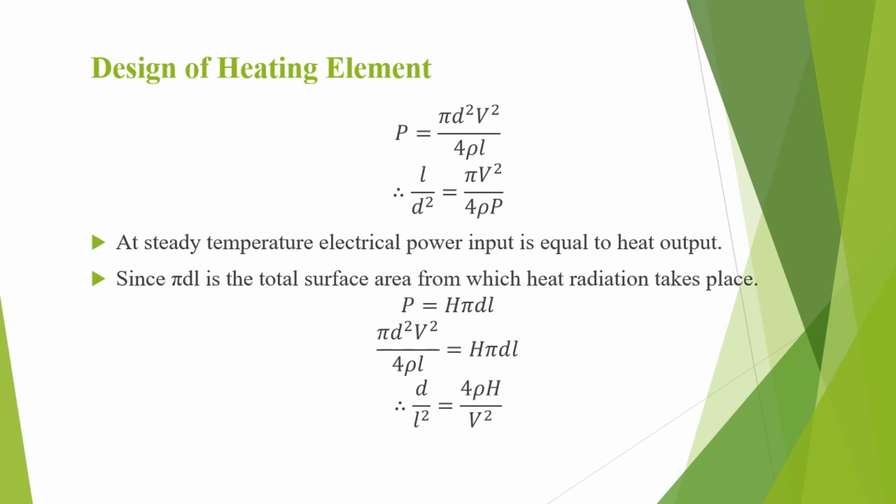So the total heat radiation takes place from the surface area, that is pi dl. Therefore P is nothing but H times pi dl. Substituting the P value, pi d square V square by 4 rho L, in this equation, we get pi d square V square by 4 rho L equal to H pi dl. Therefore, d by L square is equal to 4 rho H by V square. Solving the two equations, L by d square equal to pi V square by 4 rho P and d by L square equal to 4 rho H by V square, we get the L and d parameters of the circular wire.